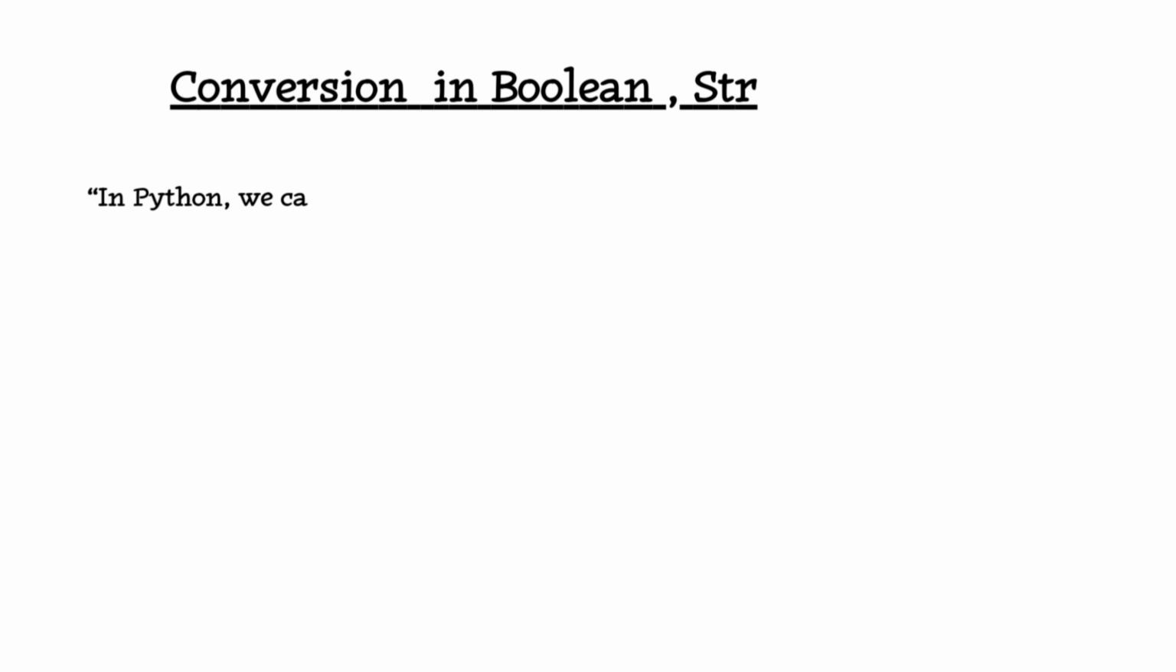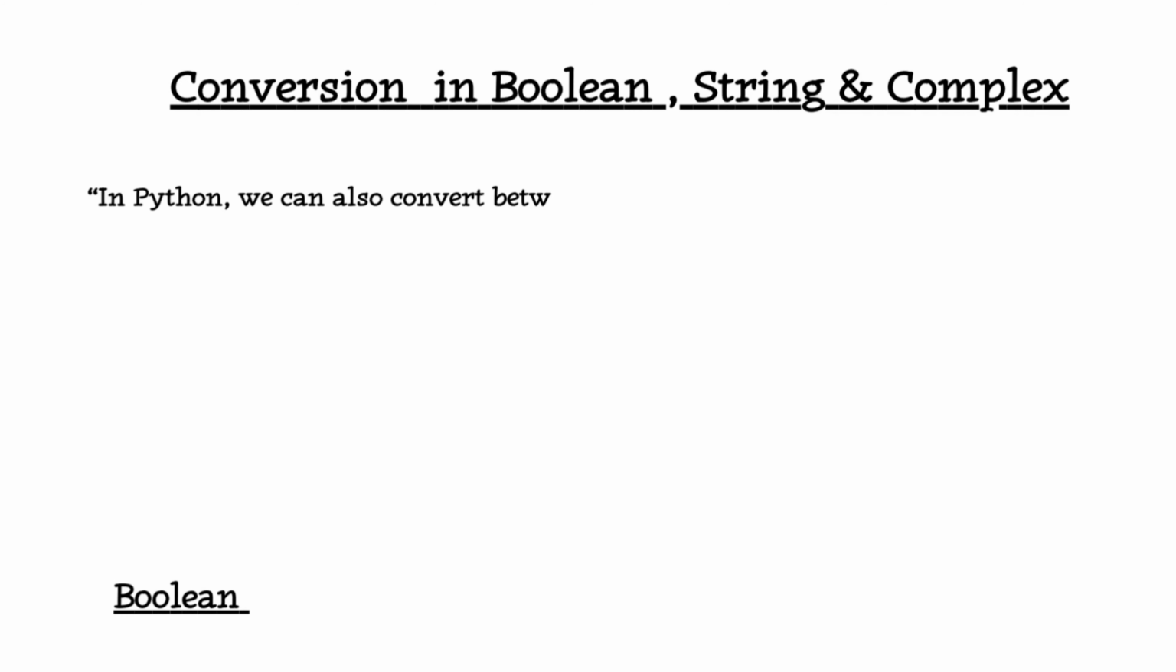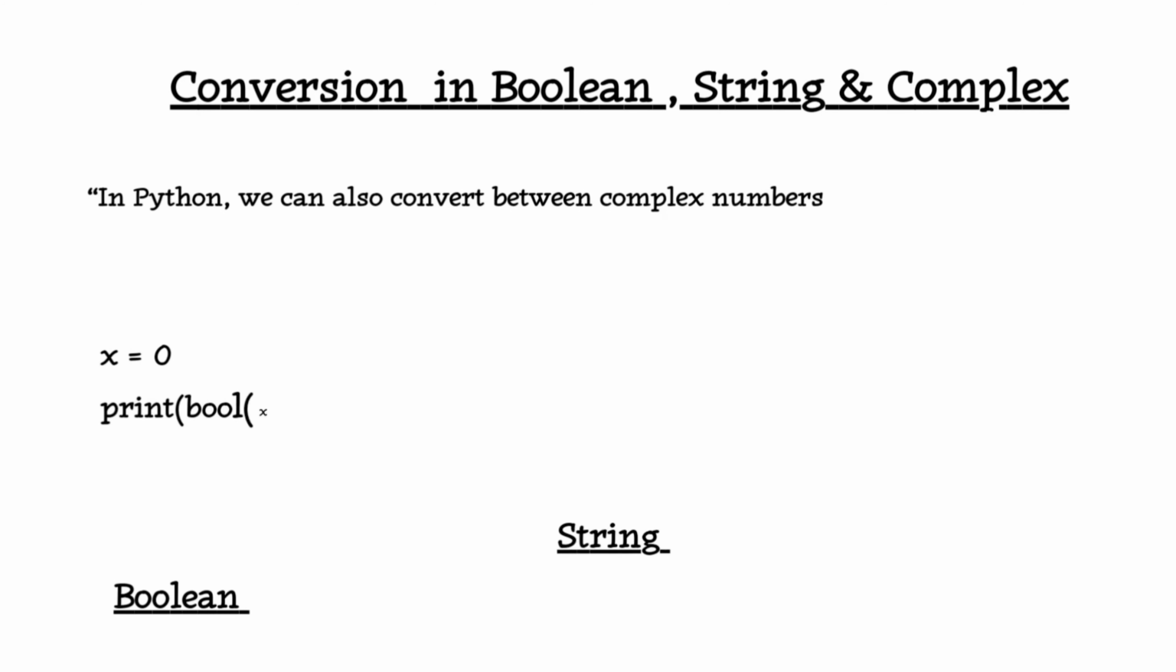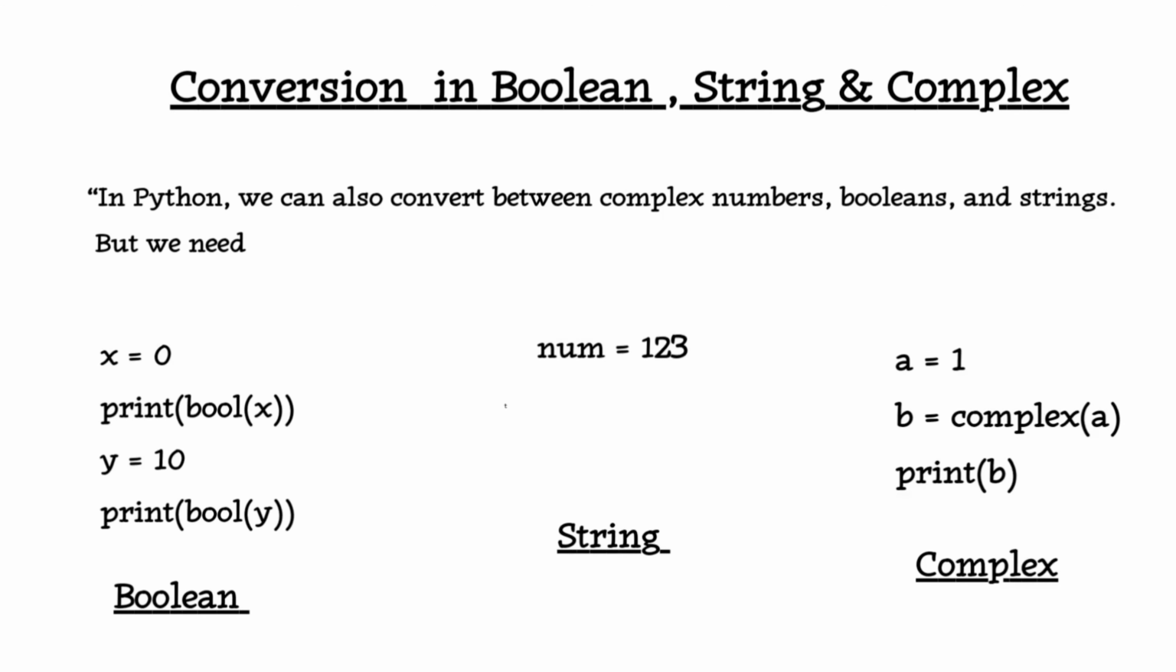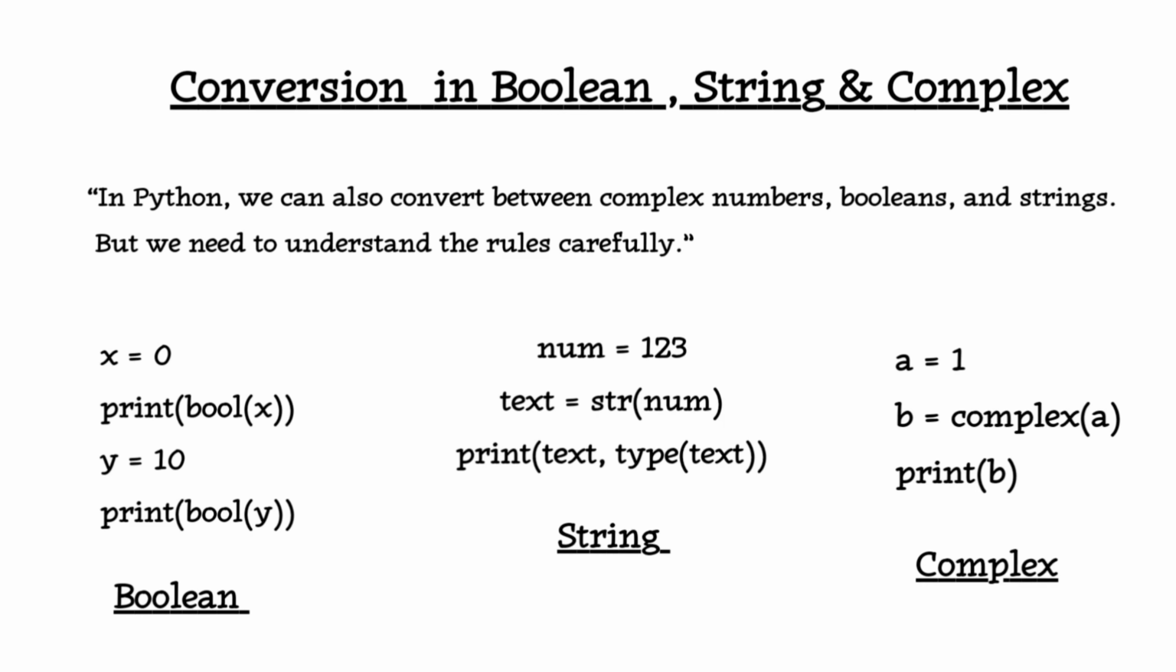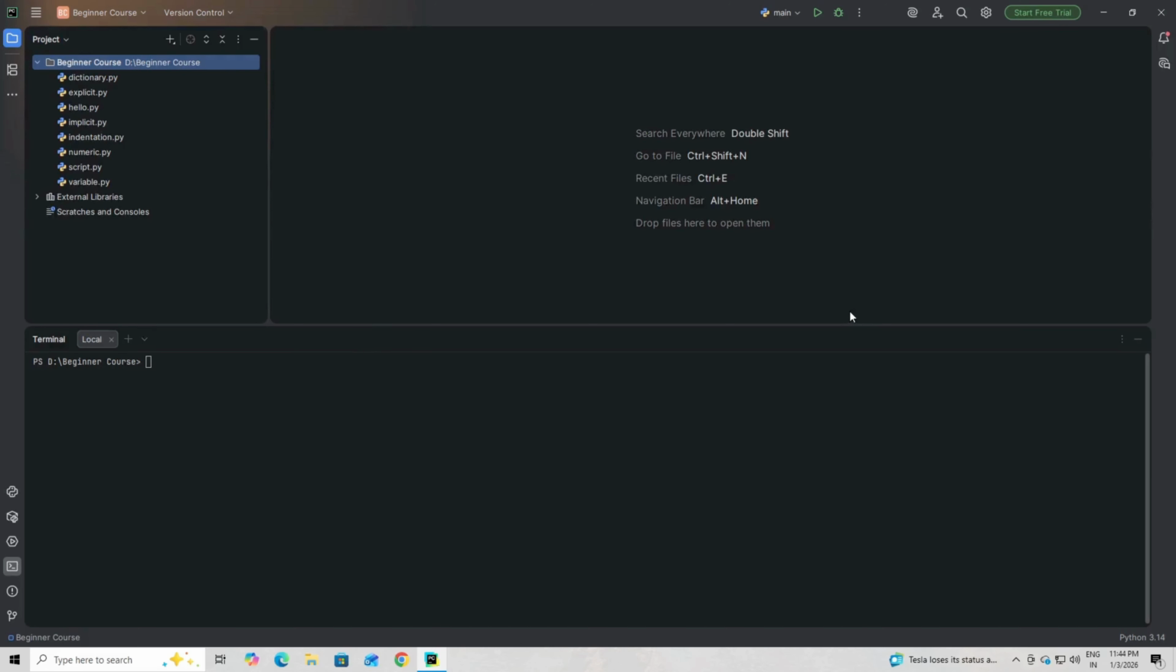Let's now see the conversion between complex, Boolean, and string. In Python, we can also convert between complex numbers, Boolean, and string, but we have to make quite sure about the rules and regulations of the Python data types. Now, let's see by a practical example the conversion of complex, Boolean, and string data types.